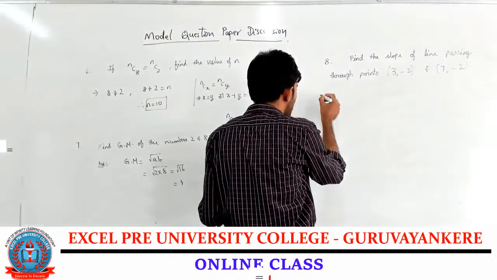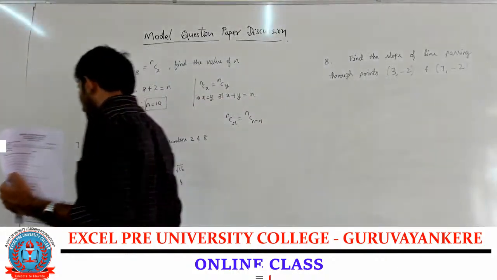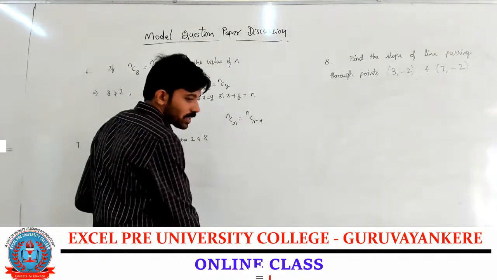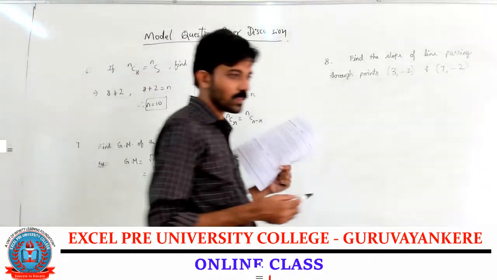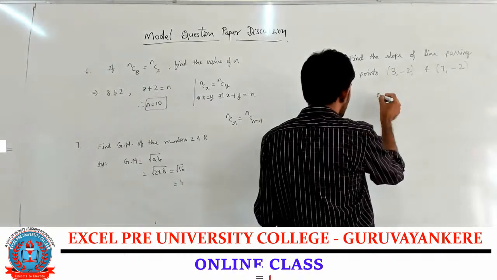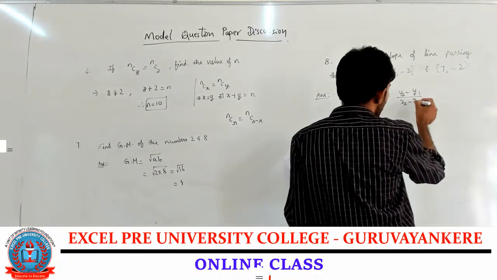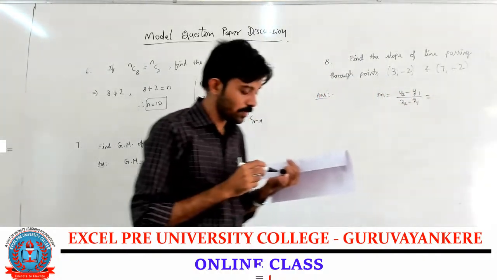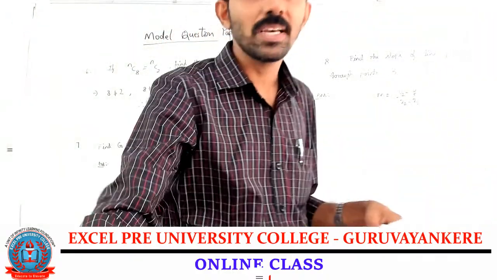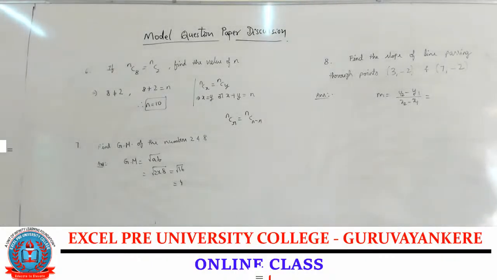y2 minus y1 by x2 minus x1, right? Slope is y2 minus y1 by x2 minus x1. If 2 points are given, this is the formula to find the slope. If the equation of the line is given, then the slope is minus a by b, minus coefficient of x by coefficient of y. Correct? There are 3 methods to find the slope.